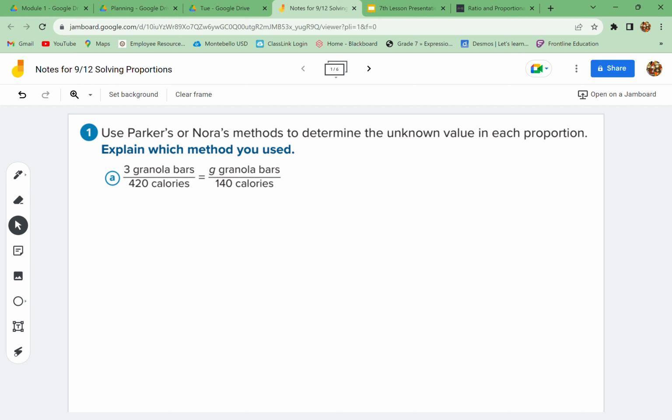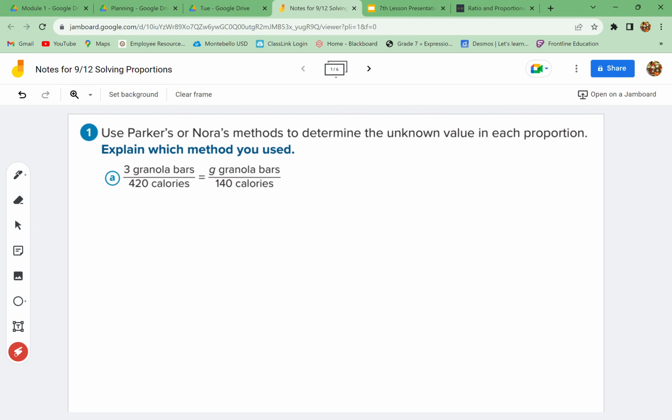Okay, so in the following examples, I'm just going to show you how to solve proportions. Right now we're given this proportion to solve here about granola bars and calories. I'll just show you two methods that you can use to solve these things.